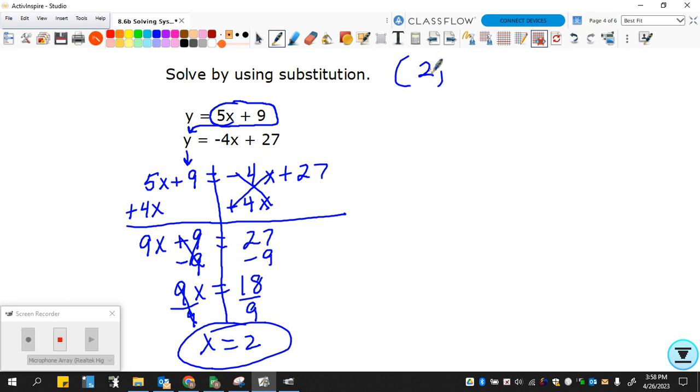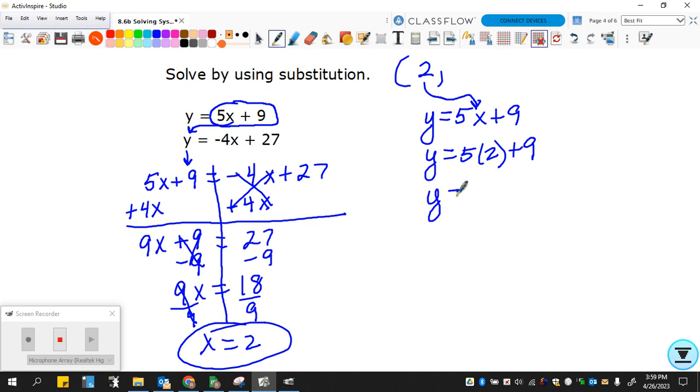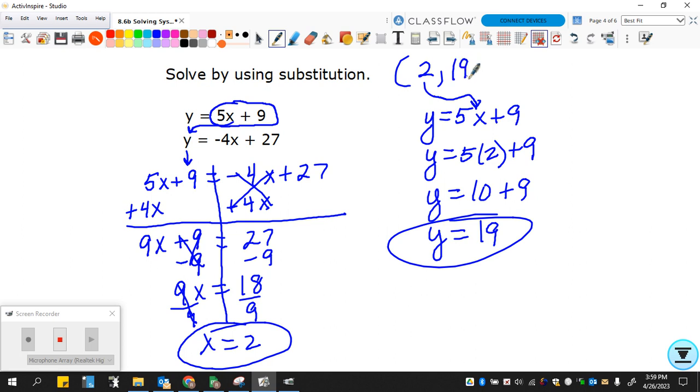So we can plug this 2 into either one of these two equations. I'm going to plug it into the first one because it looks easier. So I'm going to say y is equal to 5x plus 9. And instead of the x, I'm going to say the value of x is 2. So that's 5 times 2 plus 9. All right. And y is equal to 10 plus 9, which is 19. So y is 19. All right. So the solution is (2, 19).